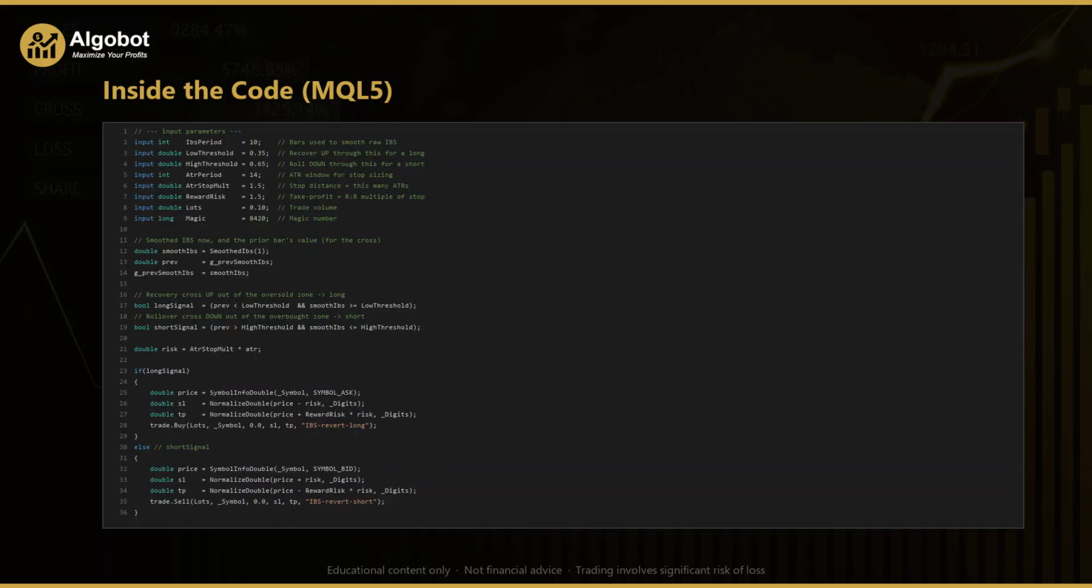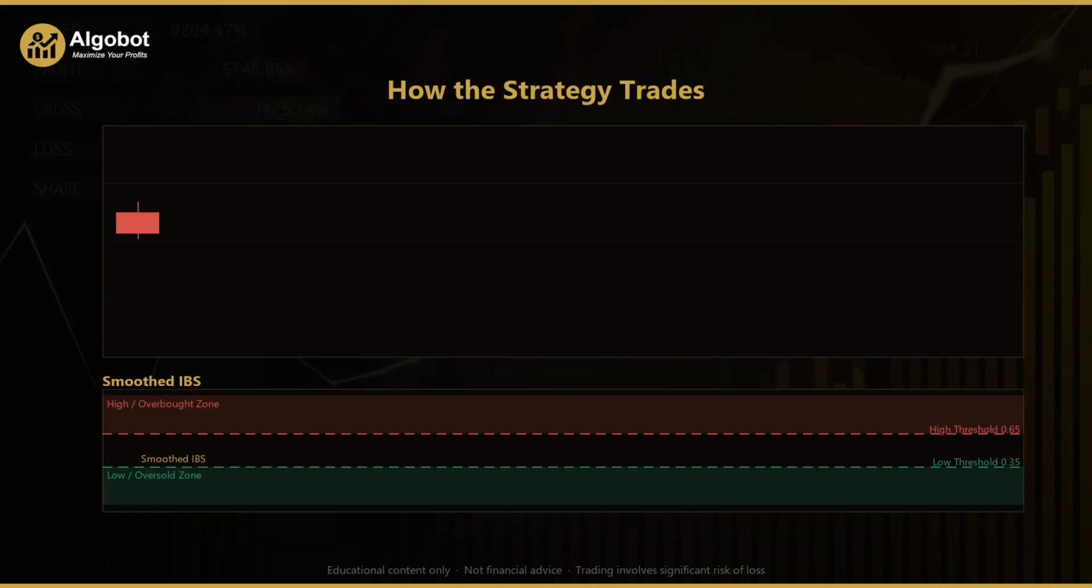When the long condition is met, the code reads the ask price, places the stop-loss 1 risk distance below it, sets the take profit at reward risk times that distance above, and calls trade.buy. When the short condition is met, it reads the bid price, places the stop above, sets the target below, and calls trade.sell. Both sides use the same volatility-scaled risk, just mirrored in direction. Clean, symmetric, and rule-based. Let's bring the logic to life on this illustrative chart.